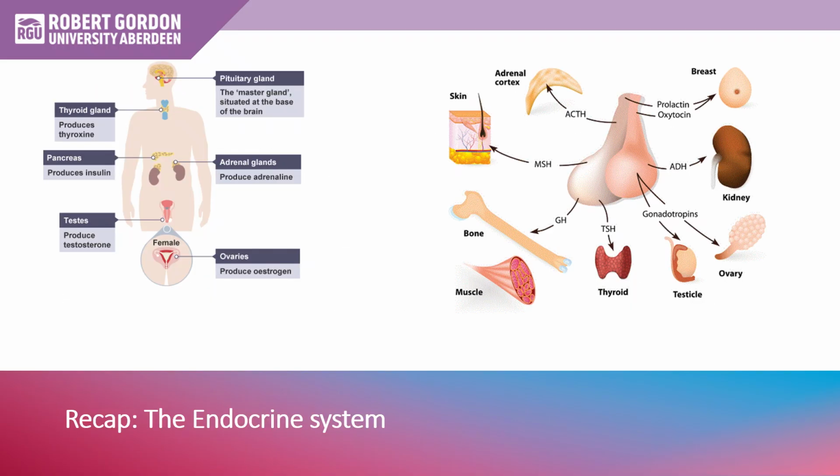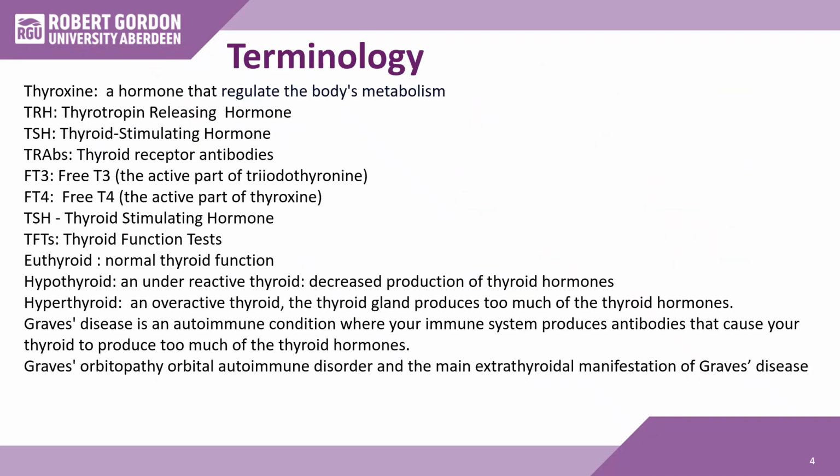Just a quick recap here of the endocrine system and its relation to the thyroid gland. It's situated at the neck area. It produces thyroxine, and this is again just a reminder of how it's all connected to the master gland, the pituitary. I thought I'd also include the terminology here again to remind everyone of the terminology we use for this part of the series, and it's important that you familiarize yourself with these terminologies.